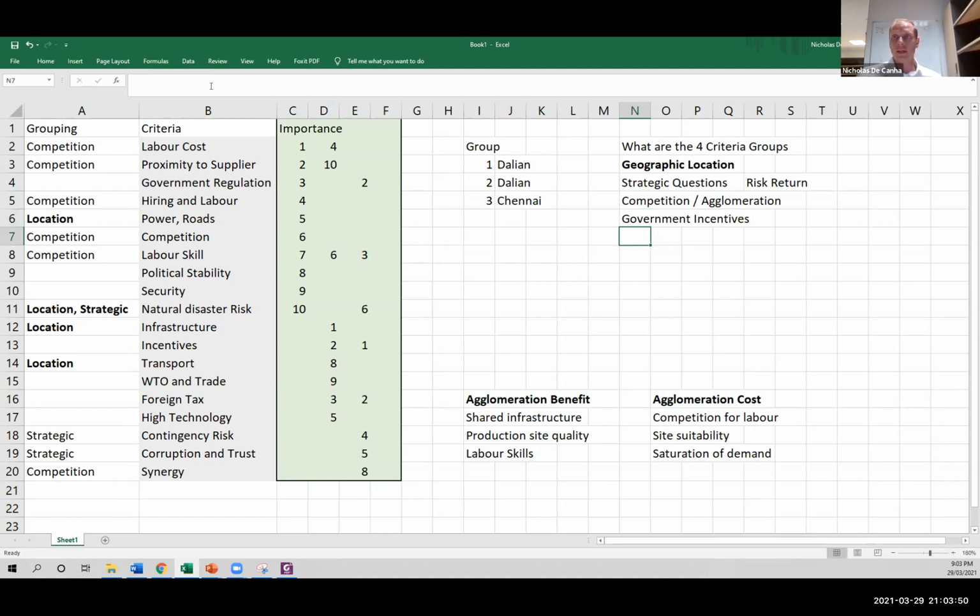We've got 4 things that we can categorize. Physically, what does the place look like? How much money are people paying me to go there? What's my competitive environment going to look like? Sometimes this is good, sometimes it's bad. These agglomeration benefits, shared infrastructure, production site quality, labor skills are all pros, but you get cons too.